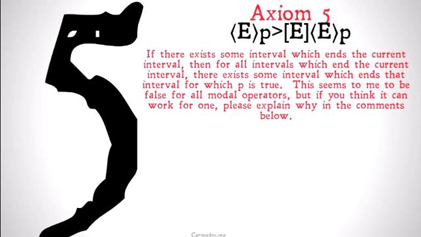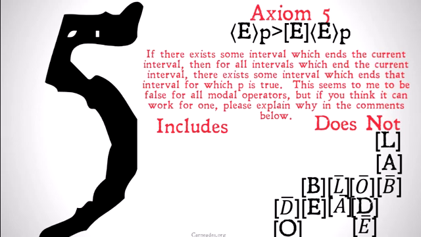If there exists some interval which ends the current interval, then for all intervals for which P is true, then for all intervals which end the current interval, there exists some interval which ends the current interval for which P is true. This seems to me to be false for all modal operators. But, as before, if you think you can work one out for it, explain why in the comments below. All right? Those are our main axioms. If you want to give it a try with some of the 0.2, 0.3, 0.4s, go for it, or the W's and the Q's, please be my guest.